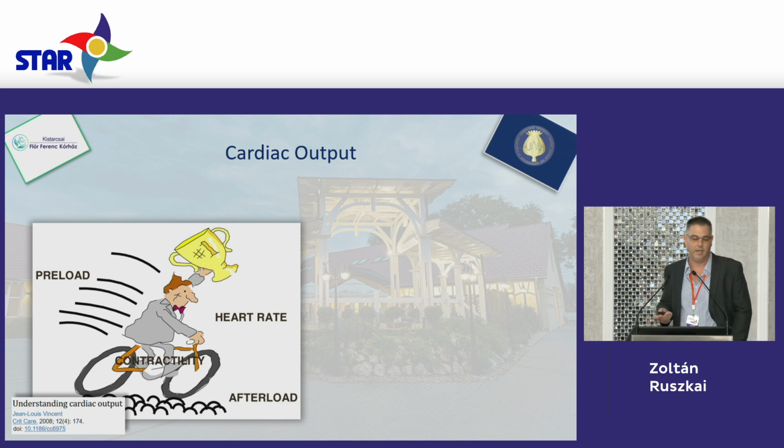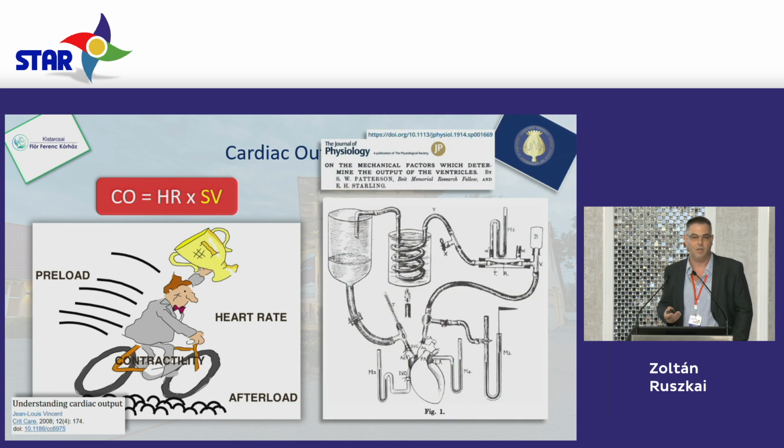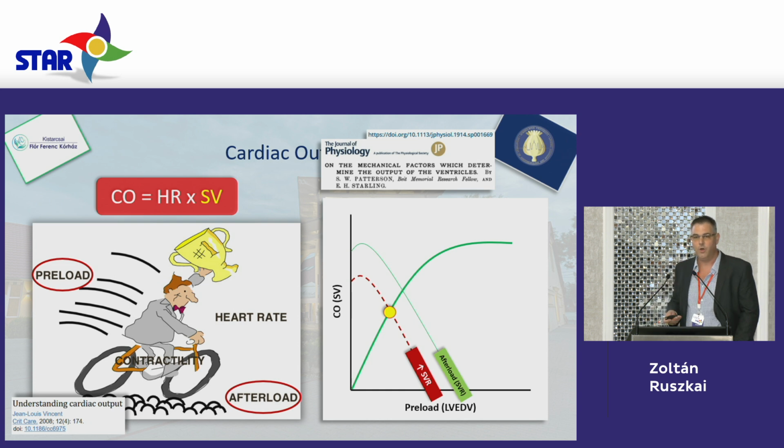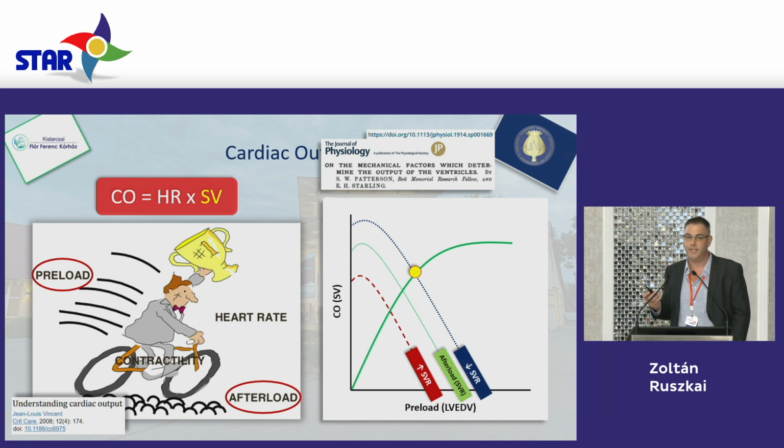Cardiac output is determined by heart rate and stroke volume, as we know. And since the experiment of Starling, we know that preload and afterload are the main determinants of cardiac output if the contractility and heart rate are okay. So if we decrease the preload or increase afterload, the systemic vascular resistance, the cardiac output will decrease, and the opposite happens if we give fluids or give vasodilators, and we increase preload or decrease afterload.